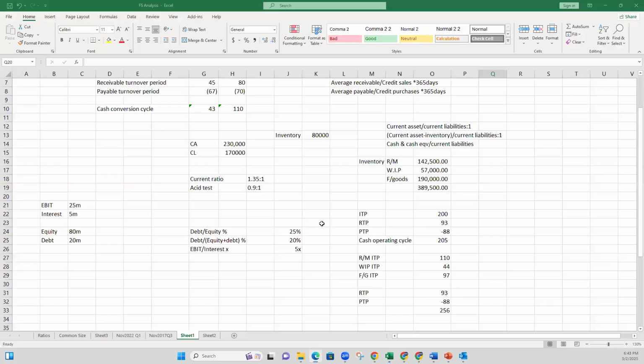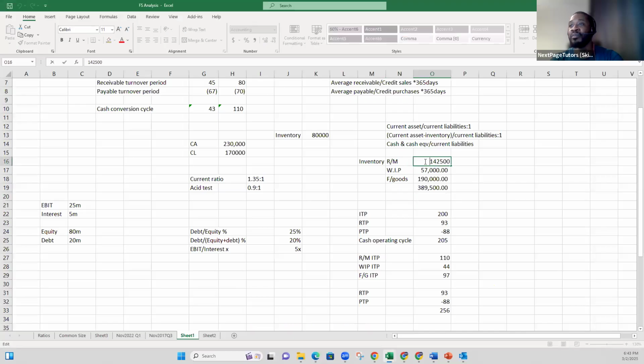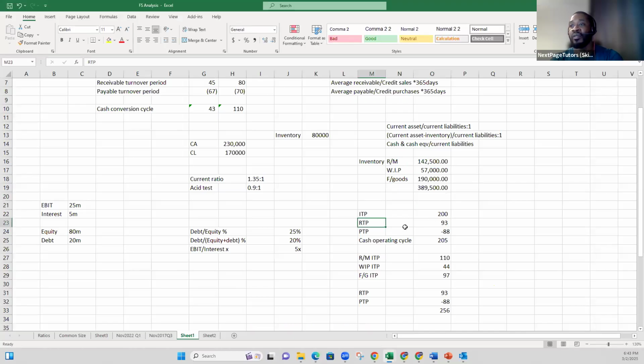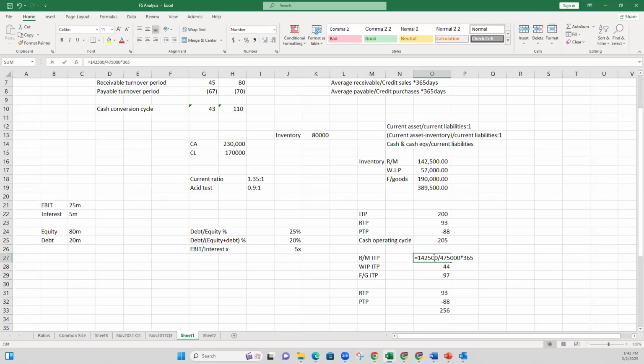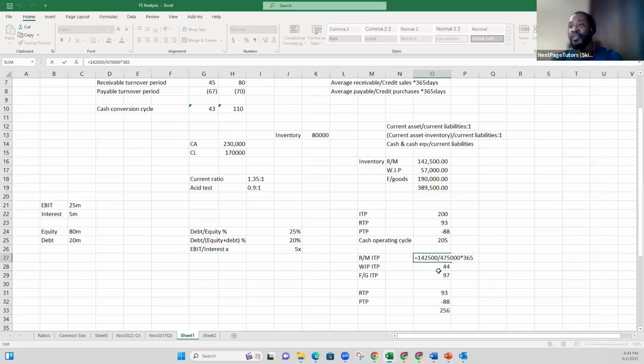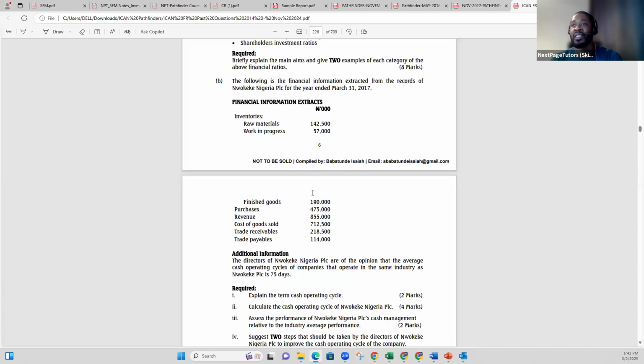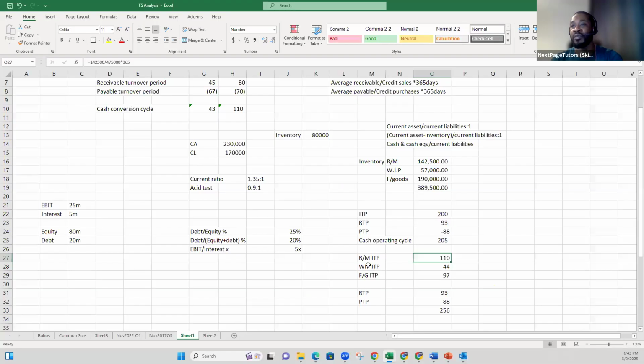So in that case, let me see if that's what we did here. Raw material. So I can easily say, is that 475? Is it 475 we have? Yes, 475, exactly. So it is better to work with this. So meaning my raw material inventory days, let me write it in full. Raw material inventory turnover period will be raw material inventory divided by purchases, which is 475,000 divided by 365.